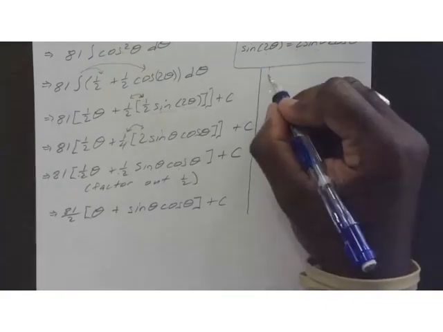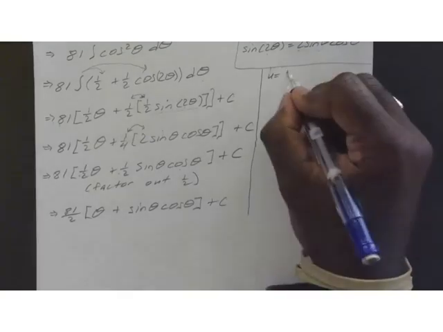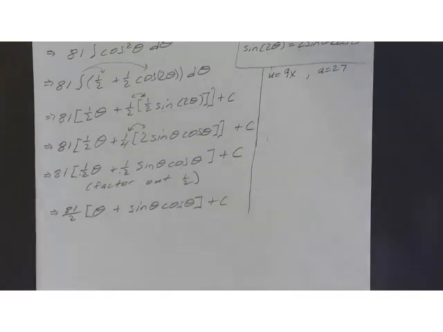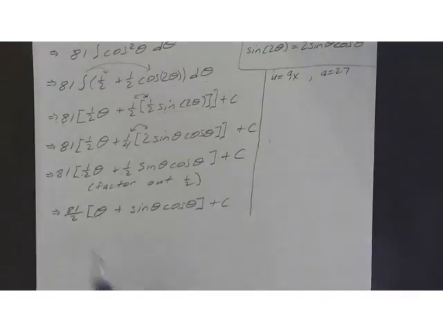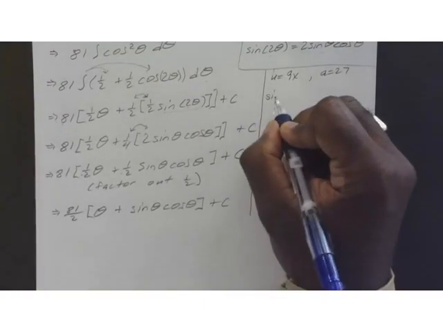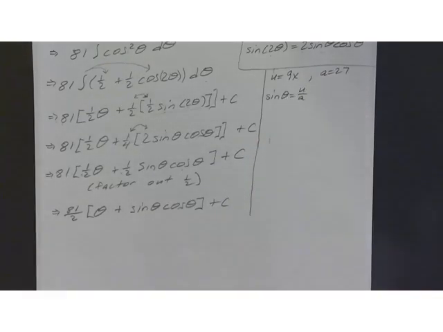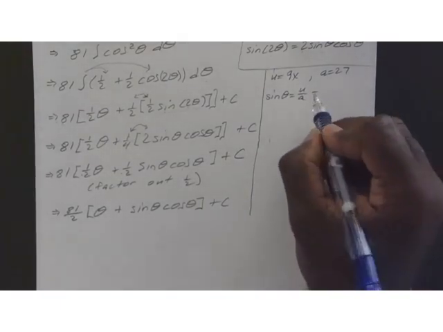Okay, so if you remember, we know that u is equal to, I believe, 9x. Yep, u is equal to 9x, and a is equal to 27. Okay, so we want to solve for theta. We know that sine of theta is equal to u over a, which is 9x over 27, which simplifies to x over 3.